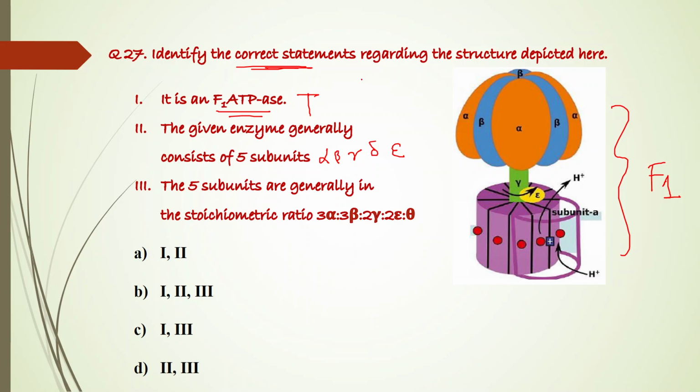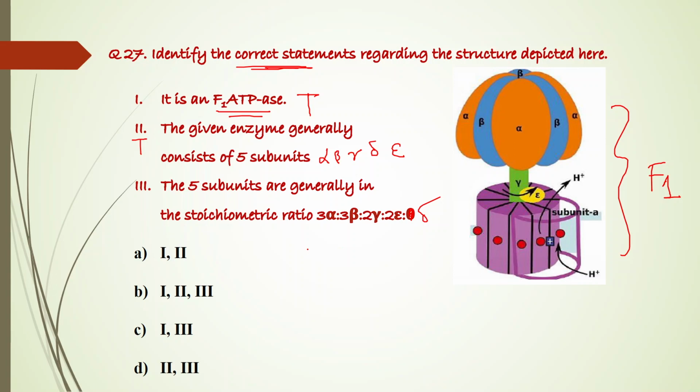We can already see the alternating alpha and beta subunits. You have your gamma, and the rotation happens around this gamma unit. You have your delta and epsilon units here. So the second statement is a true statement as well. The third one says the 5 subunits are generally in a certain stoichiometric ratio. This last one should be delta. So this is the stoichiometric ratio that they are showing.